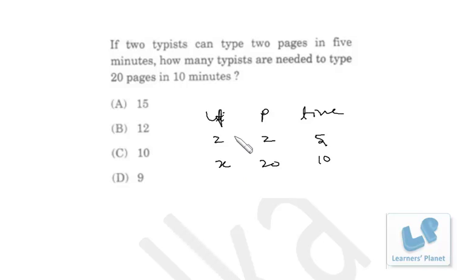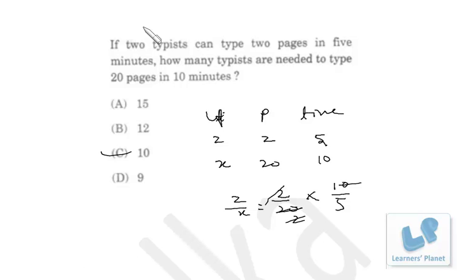Now we have to find the number of persons, so 2 by X, right? More persons, more pages can be typed in the same time, so the ratio will be direct. And if more persons are there to do the same work, less time is required, so the ratio will be inverse. So X is equal to 10, that means 10 persons are required. The problem can be solved in just 30-40 seconds.